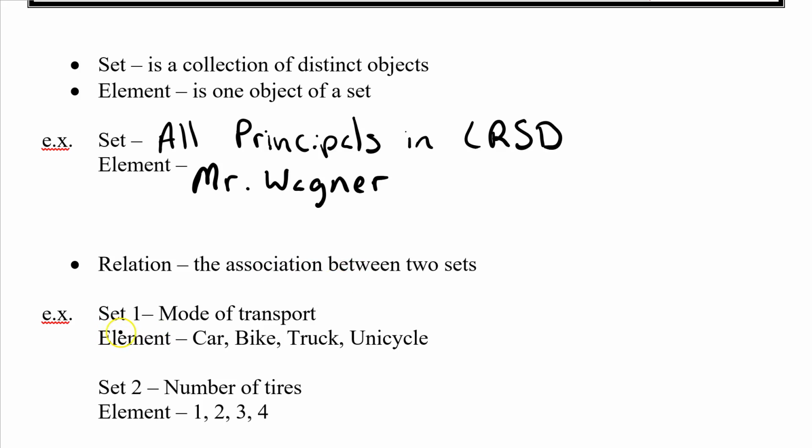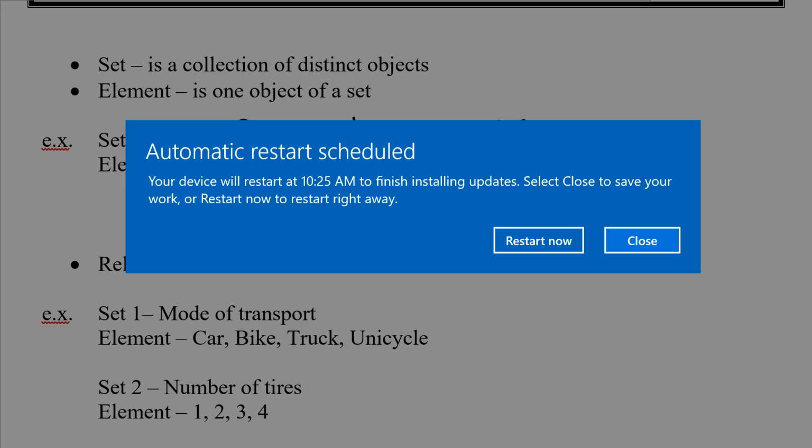Let's look at an example here. Set 1 is a mode of transport. So the elements of this particular set are car, bike, truck, and unicycle. Now this isn't all the modes of transport. We didn't talk about a plane, we didn't talk about a bus. But for our set, these are our 4 elements that we've identified. And for set 2, we've got the number of tires that could be on these modes of transport. You could have 1 tire, 2 tires, 3 tires, or 4. For our example here. And again, you can extend these sets as long as you want.